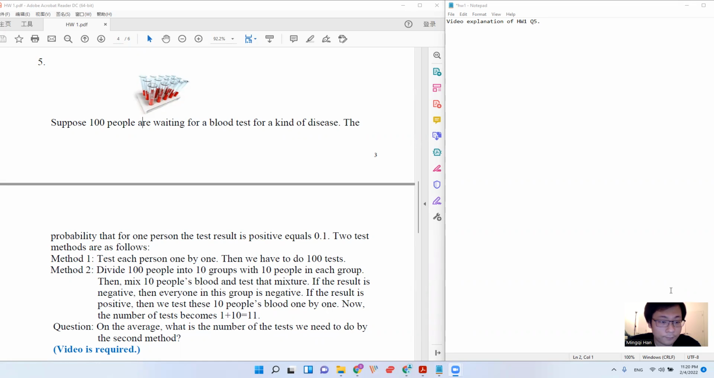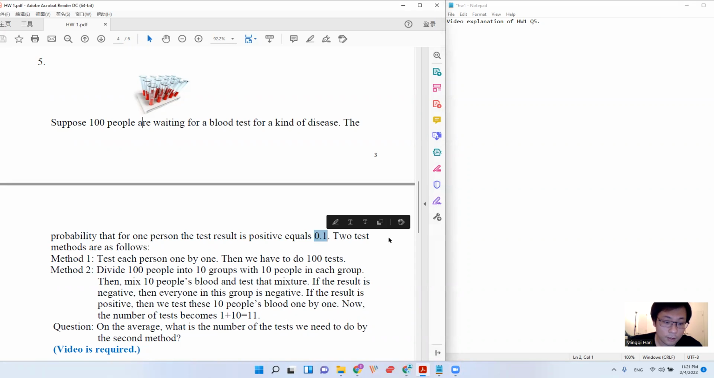In this question, there are two methods proposed for testing 100 people for a kind of disease, where the probability of people having the disease is 0.1 for each person. And there are two methods. The first one is to do all 100 people, 100 tests.